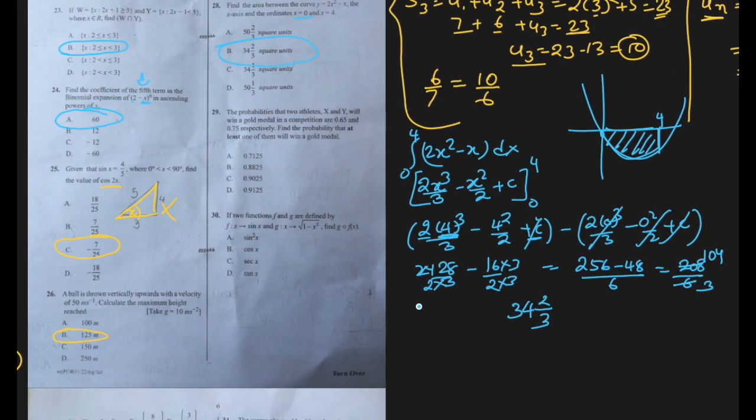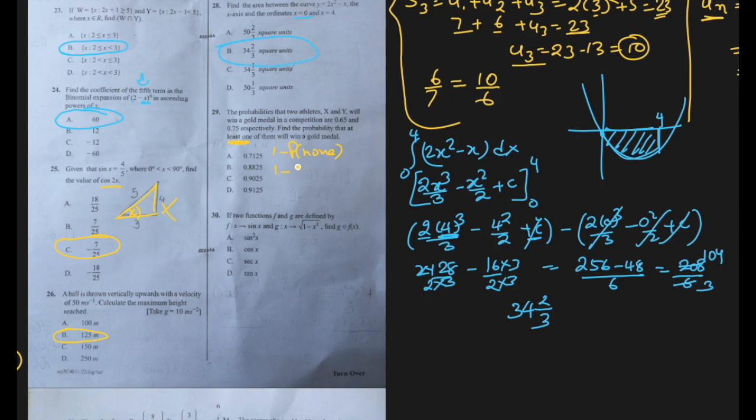Okay, the probability of two athletes X and Y will win a gold medal in a competition is these two respectively. Find the probability that at least one of them will win a gold medal. That's strange. How can they both win? But they're saying at least. That means they're competing in different contests. Find the probability at least one of them will win the gold. So whenever we have this at least one of them, just do it 1 minus none of them. Probability that none wins, right?